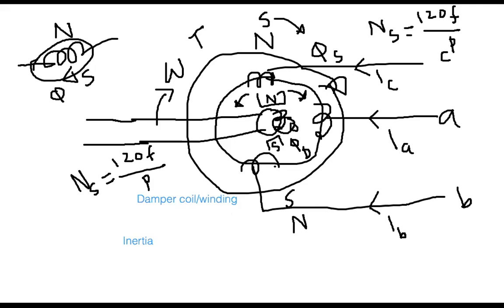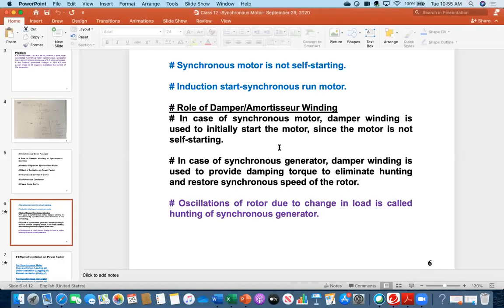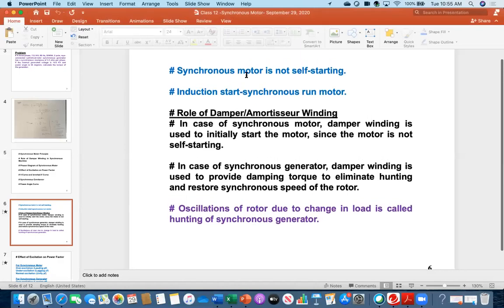Now let's go back to that slide. Everybody read: synchronous motor is not self-starting. So if you are asked why it is not self-starting, how would you answer? You have to say that because the rotor has some inertia, some mass, initially it cannot overcome that inertia. It will just oscillate and vibrate a little. It is not self-starting. So how to start the motor? You see, I have written it here.